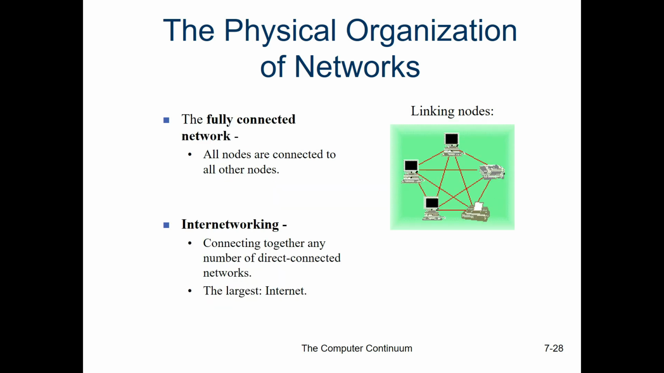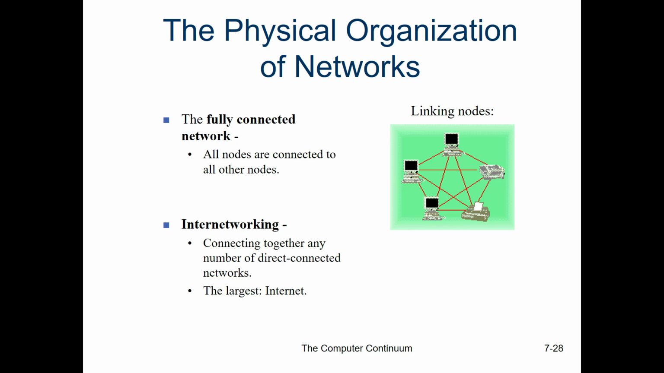And then we have the fully connected network, which we also call a mesh network or mesh topology, where all nodes are connected to each other, to all other nodes. So this is one of the most robust ways of networking, but it's very expensive. So those were some of the physical organizations of networks.